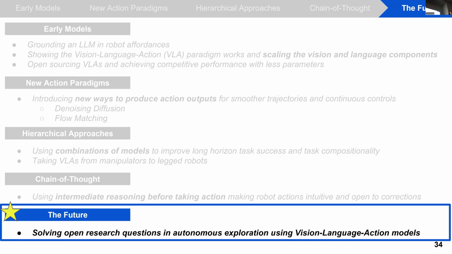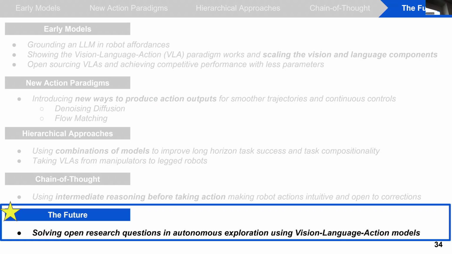So Margarita bot. We've looked at the early models where we can use this vision language action paradigm, and then we looked at the new action paradigms where we get smooth trajectories, and we looked at hierarchical approaches where we're combining models, and then we looked just now at chain of thought reasoning and what you might be able to get from doing that chain of thought reasoning.